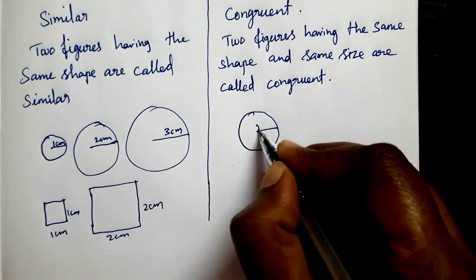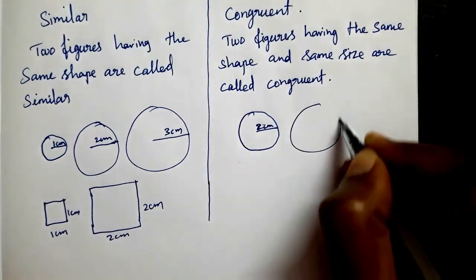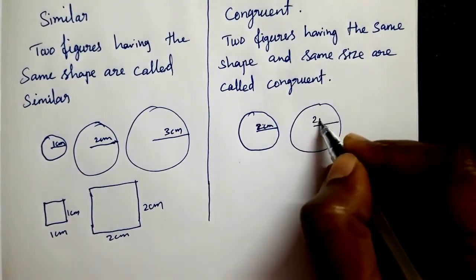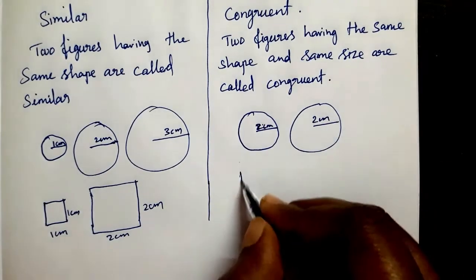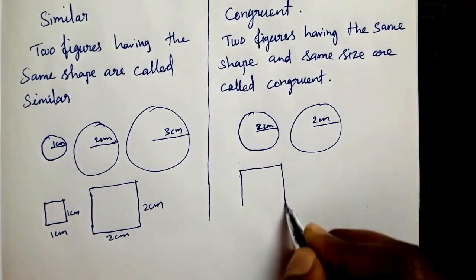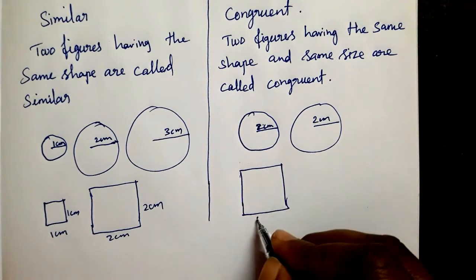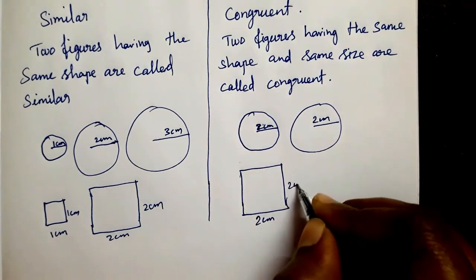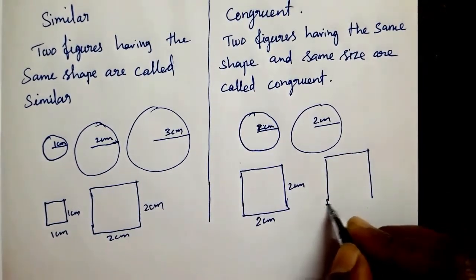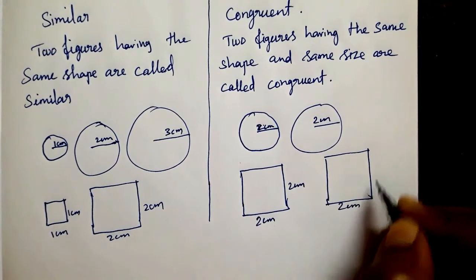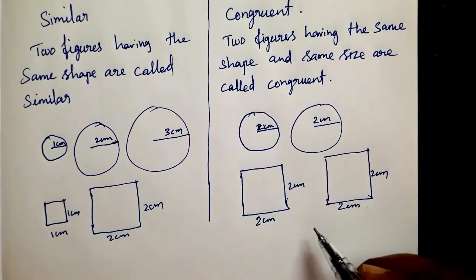Here given circle, radius 2 centimeter. Another circle also radius 2 centimeter. This is called congruent figures. Here all the four sides of a square are 2 centimeter, and another figure also, all the four sides of a square are 2 centimeter. It is the example for congruent figures.